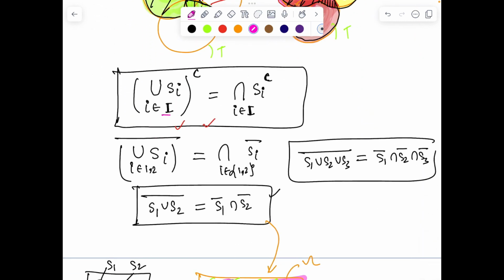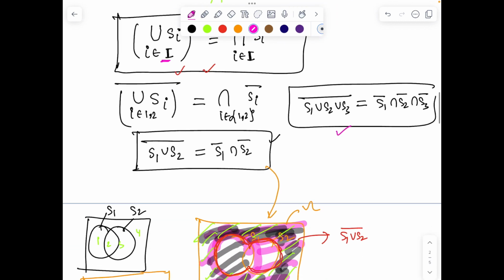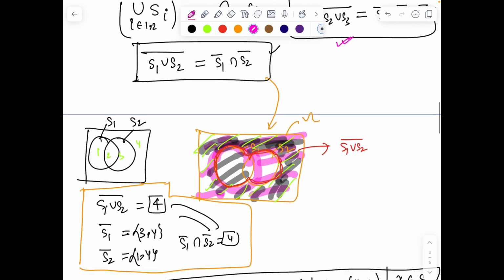Now to feel this here, suppose I take I equals 1 to 2, so the complement of the union of S_i for i belonging to 1 to 2 is the intersection for i belonging to 1 to 2. What will this become? The complement of S1 union S2 is S1 bar intersection S2 bar. Similarly for 3, the complement of the union of S_i is the intersection of the separate complements.